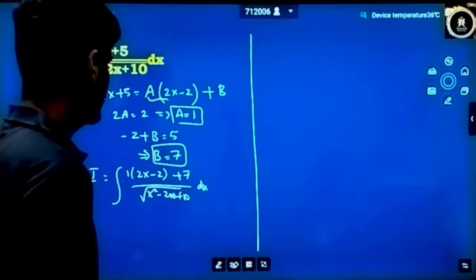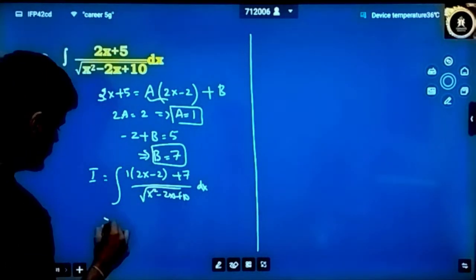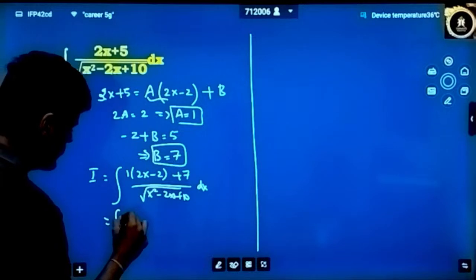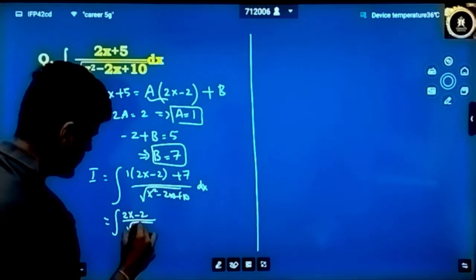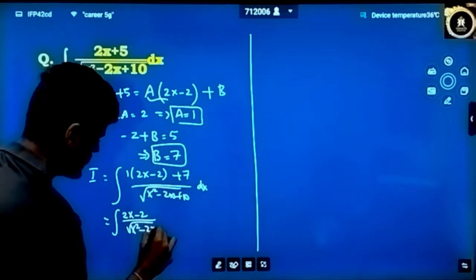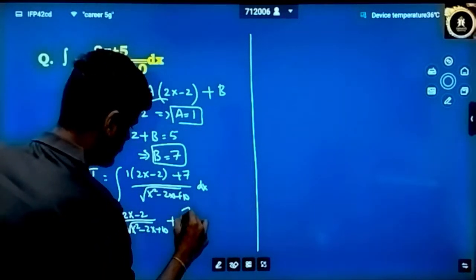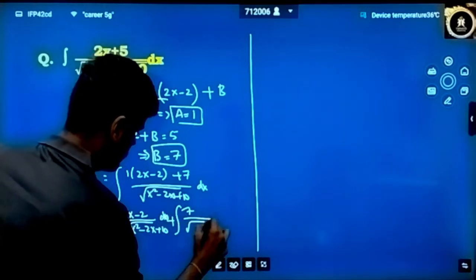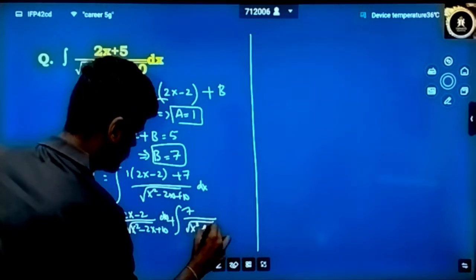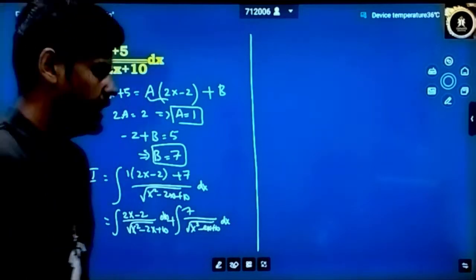Okay. Now how to solve this? Split into two separate integrals. That will be the integral of 2x minus 2 divided by square root of x square minus 2x plus 10, plus 7 divided by square root of x square minus 2x plus 10 dx.